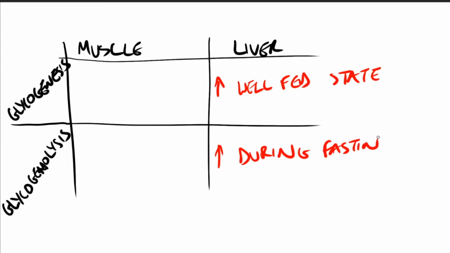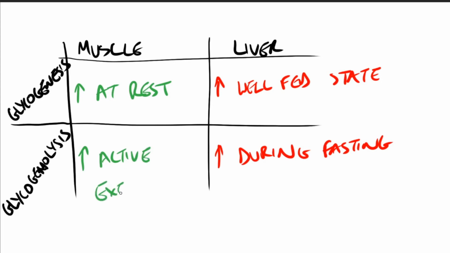Muscle glycogen is not affected by short periods of fasting and is only moderately increased in prolonged fasting, which is like weeks. In skeletal muscle, glycogenolysis occurs during active exercise and glycogenesis begins as soon as the muscle is again at rest.